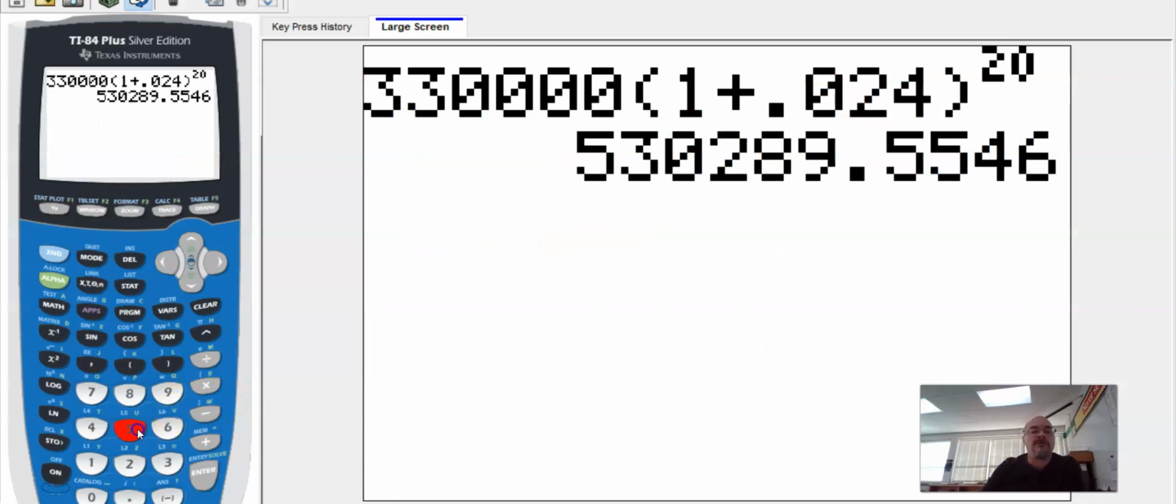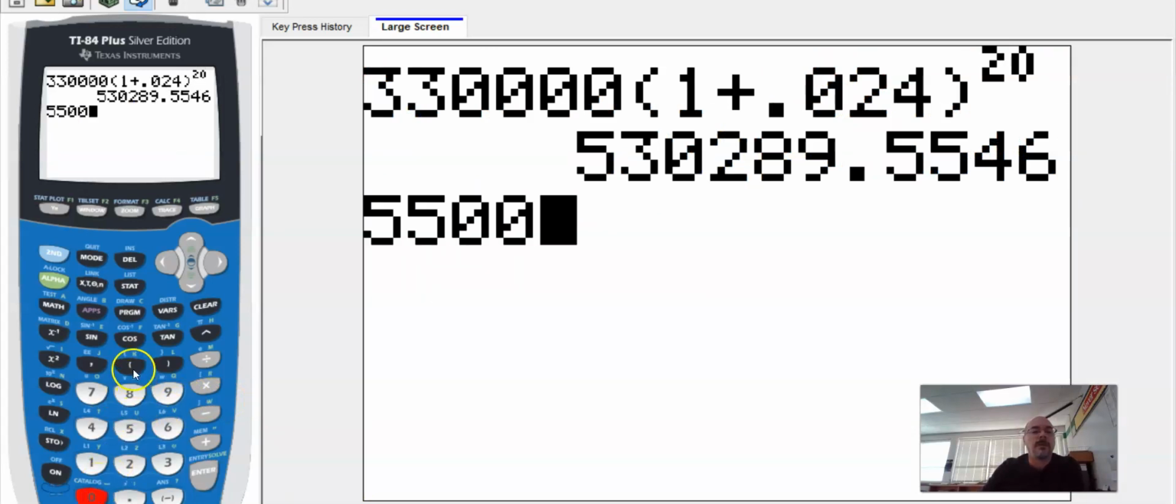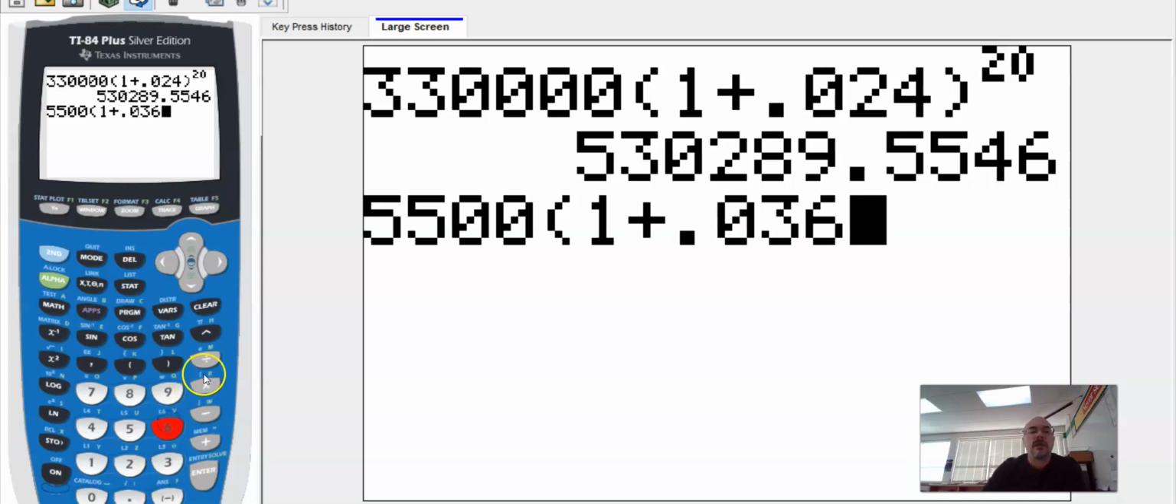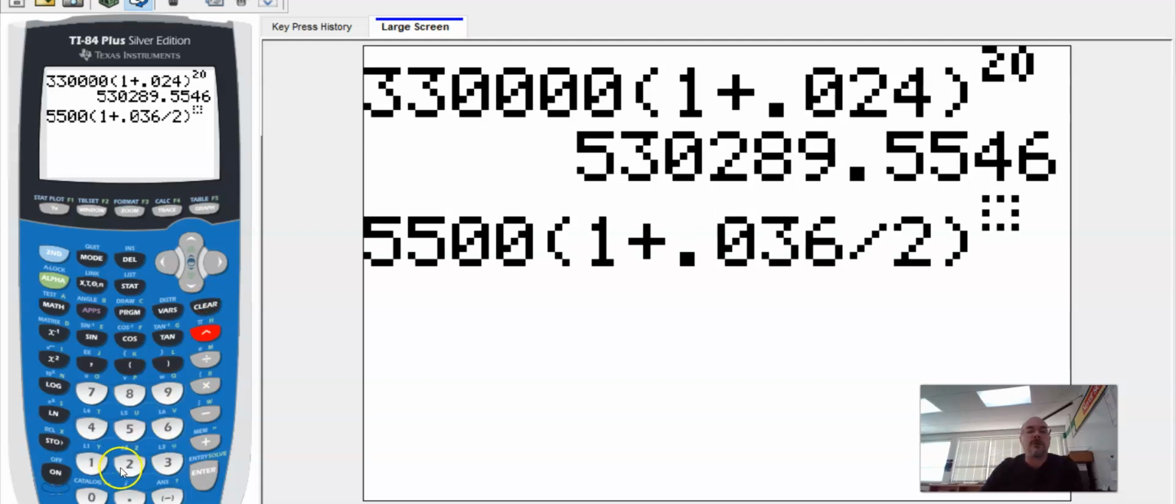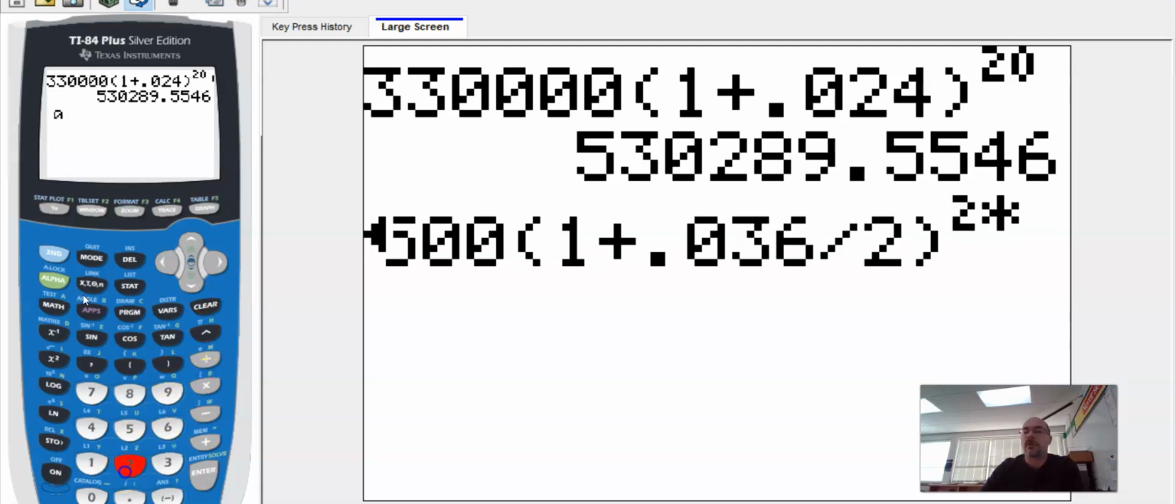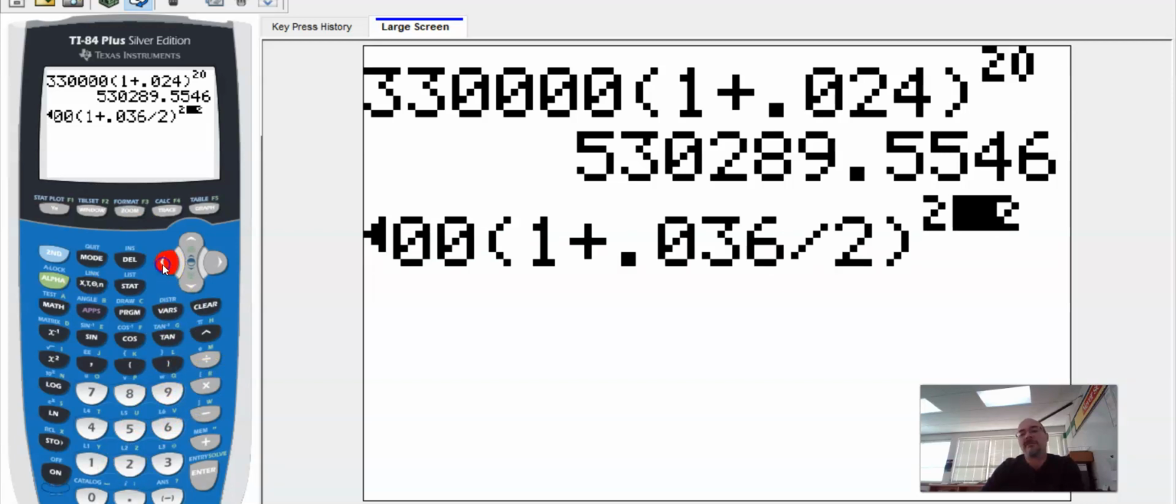So let's take a look. You've got $5,500 times 1 plus 0.036 divided by 2, close it, because semi-annually is twice a year, so you're splitting that interest rate into 2 times a year. Okay, to the power of, now you can go ahead and put 2 times 2 there, ladies and gentlemen, if you want, but I never liked doing that. I'm just going to do 2 times 2 in my head, and I'm going to put a 4 there, okay? And I'm going to hit enter.